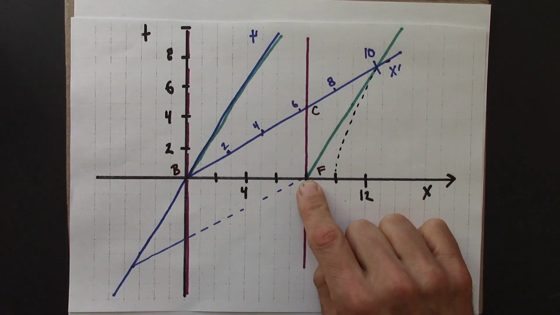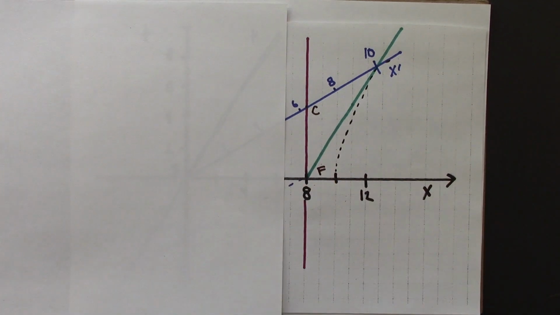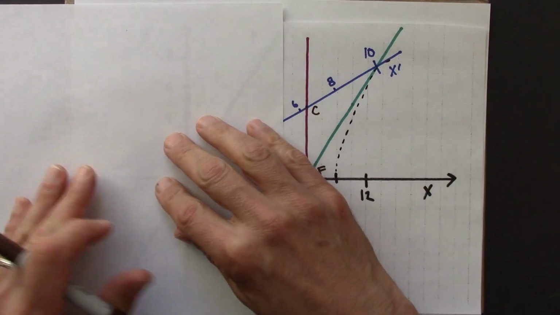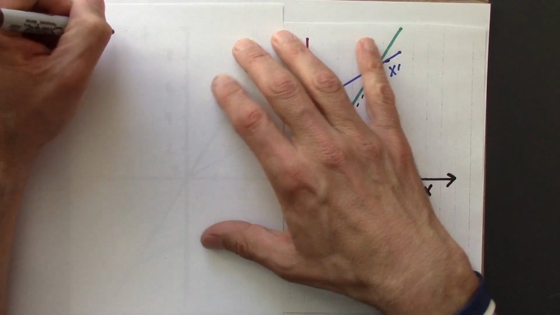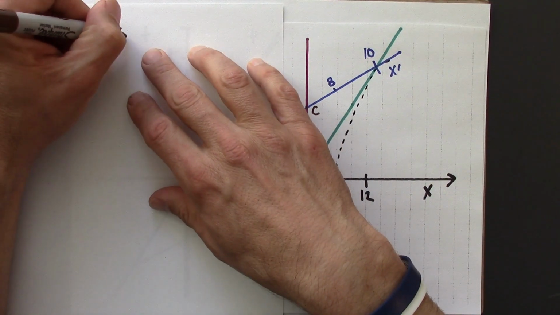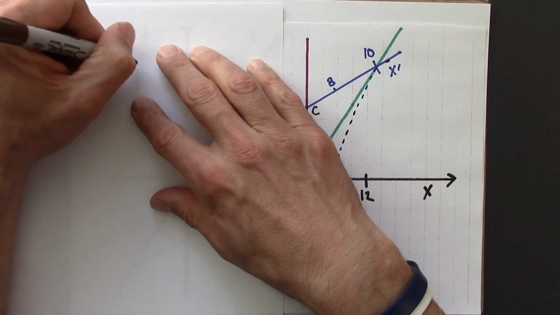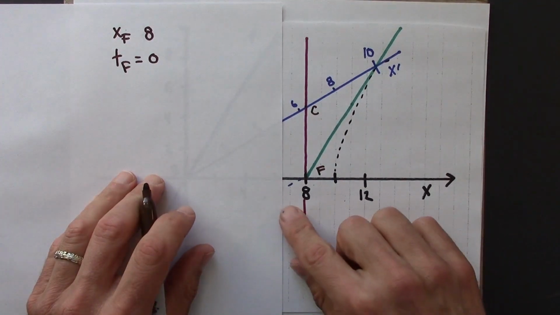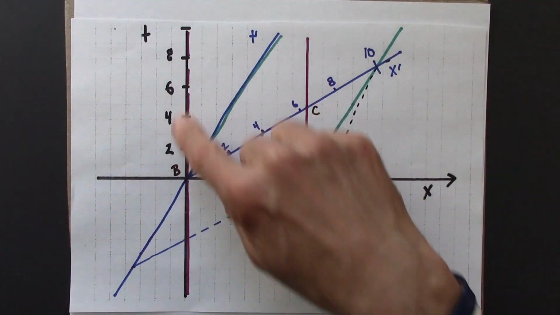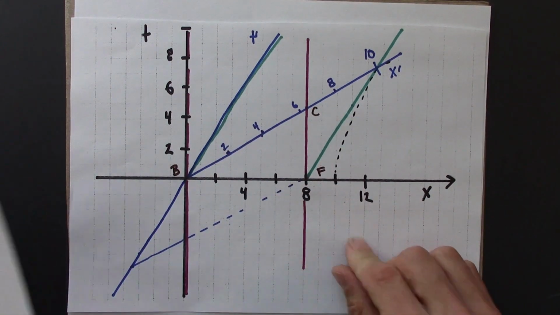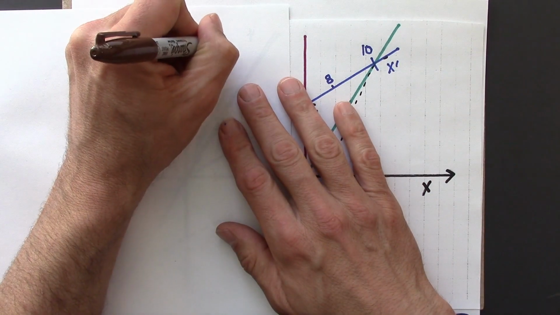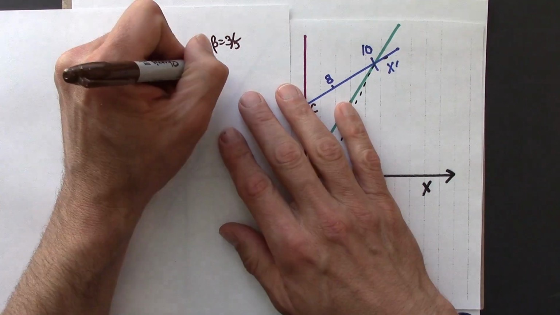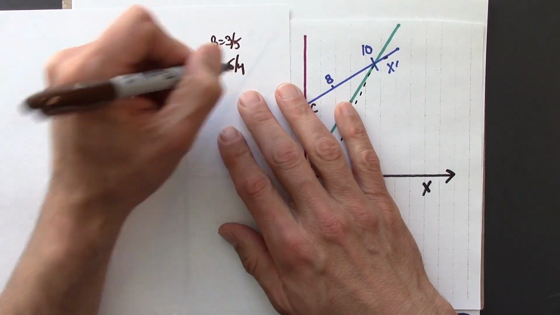First, let's use our friend the Lorentz transformation. I know the coordinates for F in the unprimed frame. It occurs at t equals 0. So this is going to be xf, tf. tf occurs at 0, xf occurs at 8, just reading the coordinates off of the graph in the unprimed frame. And I know that beta is 3/5, and gamma is 5/4.